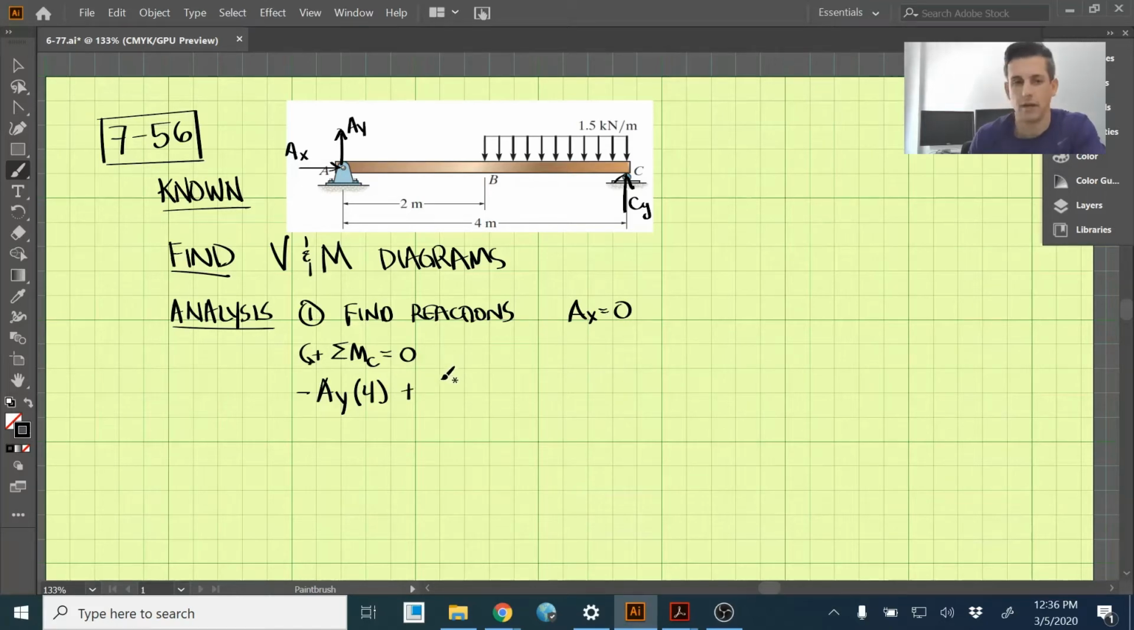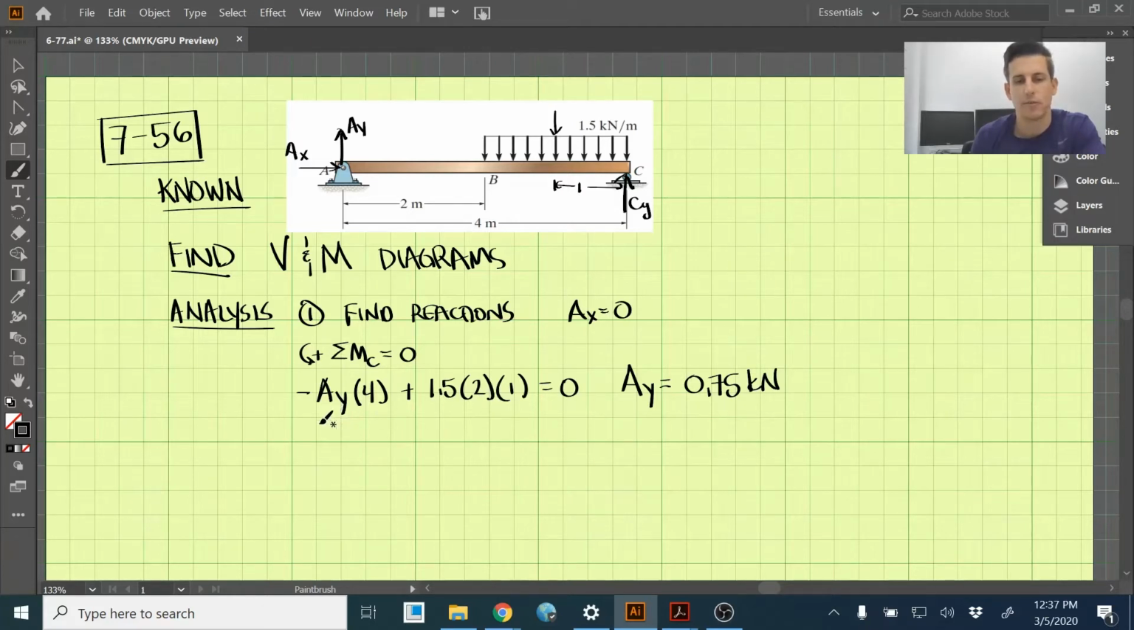So we have 1.5 times 2 is the total load. And how far is that acting away from C? Well, if we combine this whole load, it should be acting right in the middle, which from C is 1 meter. So we have times 1 there, and set that equal to 0. And solving this equation, we have AY comes out to be 0.75 kilonewtons.